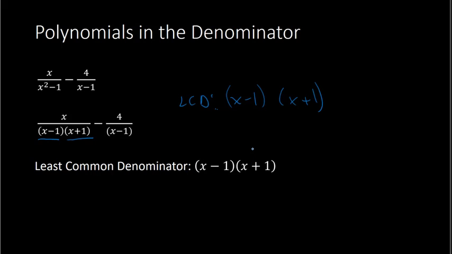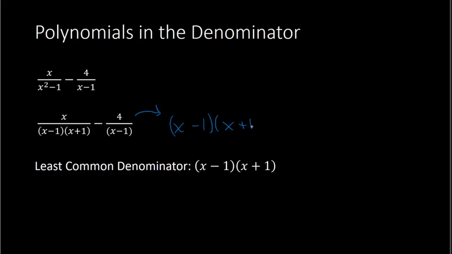Now from here I need to convert the fractions so that they have that least common denominator. So this first fraction already has that least common denominator. So the first fraction is okay. The second fraction, however, needs to change to this new denominator. So that 4 over x minus 1, I convert to something over x minus 1 times x plus 1.